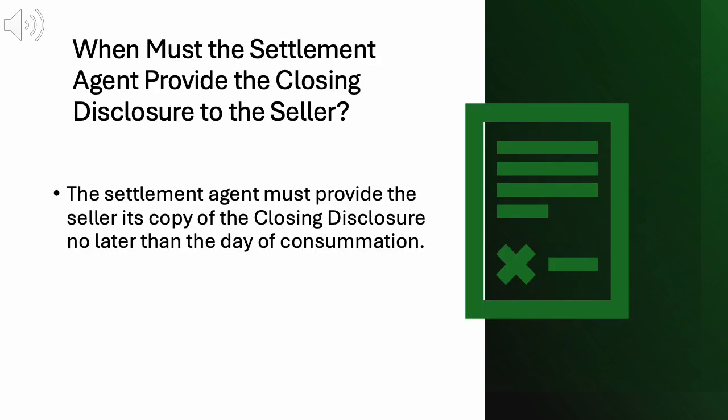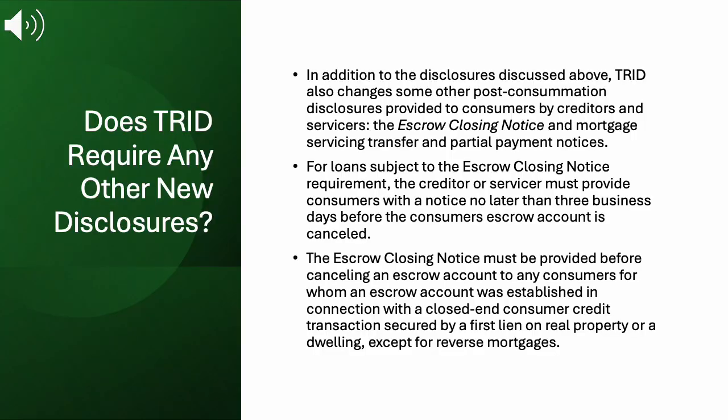When must the settlement agent provide the closing disclosure to the seller? The settlement agent must provide the seller its copy of the closing disclosure no later than the day of consummation. Does TRID require any other new disclosures? In addition to the disclosures discussed above, TRID also changes some other post-consummation disclosures provided to consumers by creditors and servicers, the escrow closing notice and mortgage servicing transfer and partial payment notices.